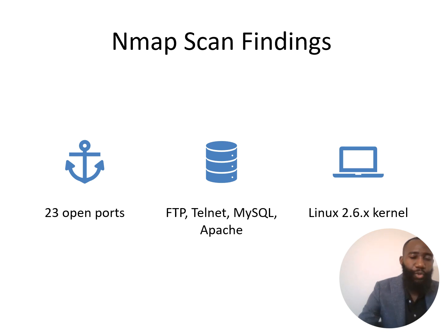The Nmap scan revealed 23 open ports on the target VM. Notably, services like FTP, Telnet, MySQL, Apache, and Samba were exposed. The operating system was identified as Linux kernel version 2.6, which is quite old and potentially vulnerable. Several of these services, such as Telnet and FTP, are known for weak or no encryption, making them risky if enabled in a real environment.